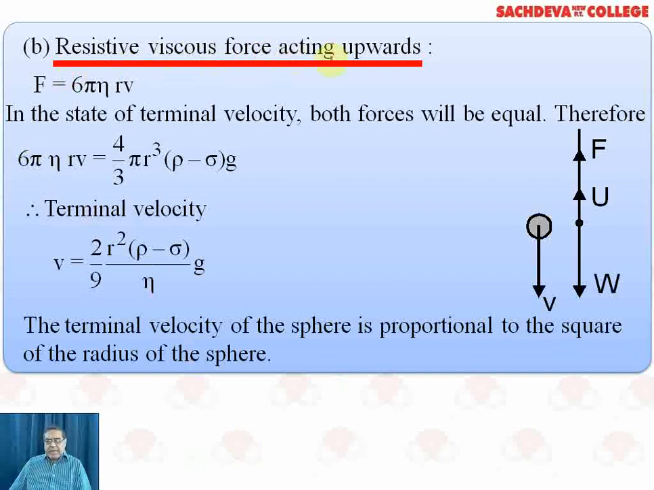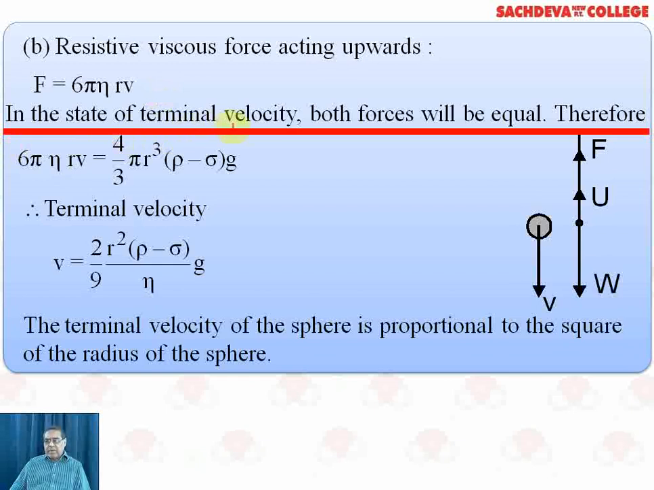Now, the resistive viscous force acting upwards. When we use this term, we are referring to the upward force. The upward force is indicated by U in the figure, and the downward force is W, that is the weight, mg, and the mass of the body can be taken as density into volume, and volume is 4 by 3 pi r cube, and the density of the material is taken as rho, and the density of the liquid is taken as sigma. The resistive viscous force acting upwards is given by F equals 6 pi neta r v, where F is the viscous force, neta is the coefficient of viscosity of the liquid in which the body is being dropped, r is the radius, and v is the velocity.